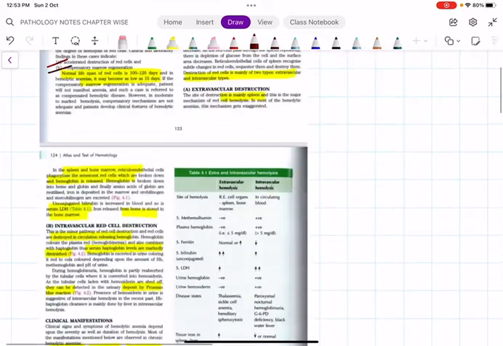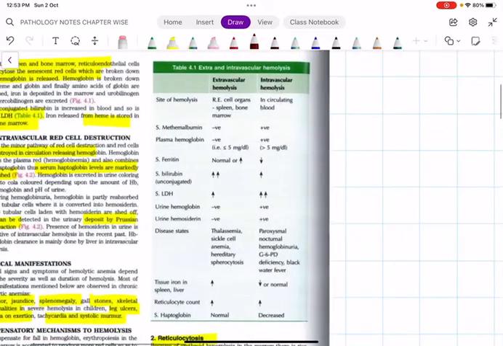Fine. Now let us see what are the differences between intravascular and extravascular hemolysis. Intravascular hemolysis occurs in blood, extravascular occurs in the spleen and bone marrow. Intravascular hemolysis leads to plasma hemoglobin and methemalbumin; all these will be present in intravascular hemolysis because the destruction occurs within the circulation itself. So the haptoglobin level will be decreased in case of intravascular hemolysis, whereas it will be normal or slightly increased in case of extravascular hemolysis.